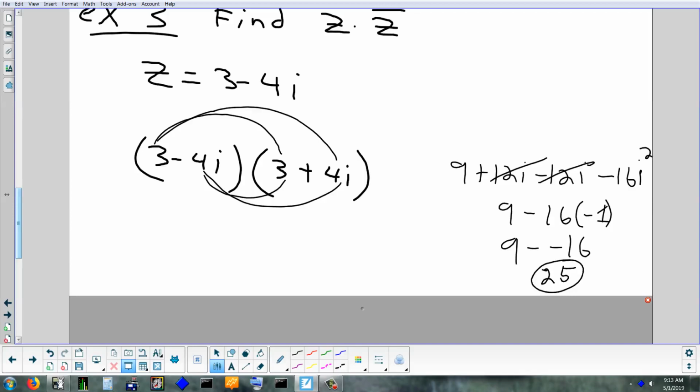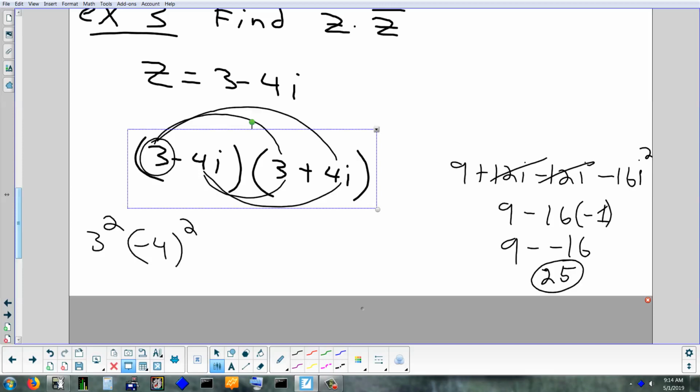So, how did I do that without actually FOILing it all out? Look at any one of these complex numbers. Doesn't matter which one. Let's look at the first one. What's the real part in the first one? 3. Square it. What's the imaginary part? 4. It doesn't matter. 4, negative 4, it doesn't matter which one you use. So let's use the negative 4. Square the real part, square the imaginary part, and add them up.